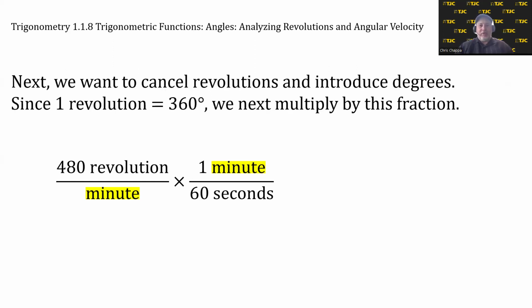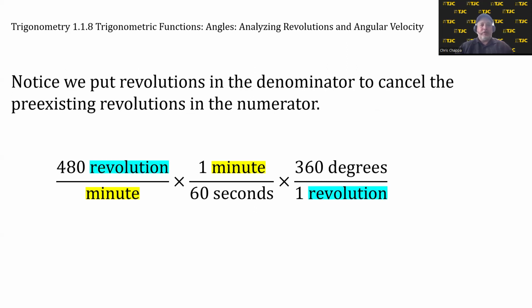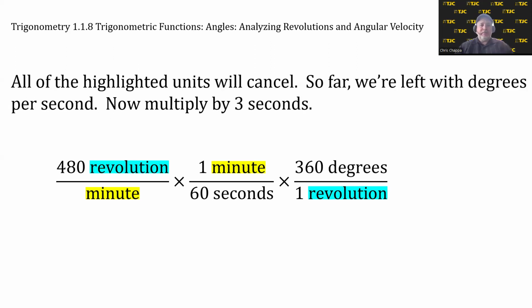Next, we want to cancel revolutions and introduce degrees, because we want to know the number of degrees in 3 seconds. Since 1 revolution equals 360 degrees, we next multiply by this fraction: 360 degrees over 1 revolution. Notice we put revolutions in the denominator to cancel the pre-existing revolutions in the numerator. All the highlighted units will cancel. So far, we're left with degrees per second, degrees on top, seconds on the bottom.